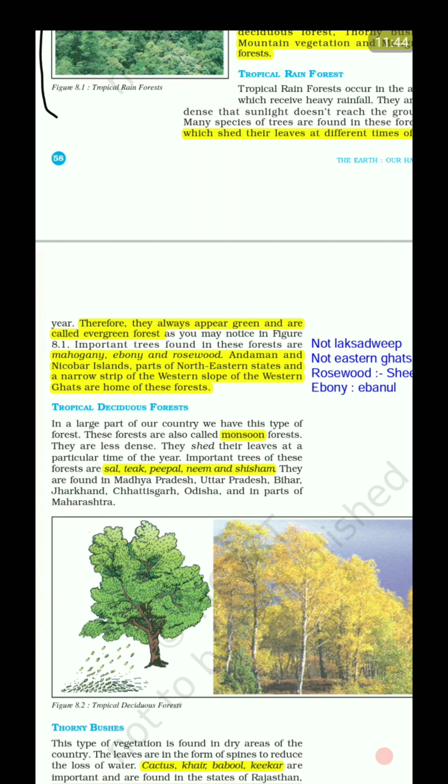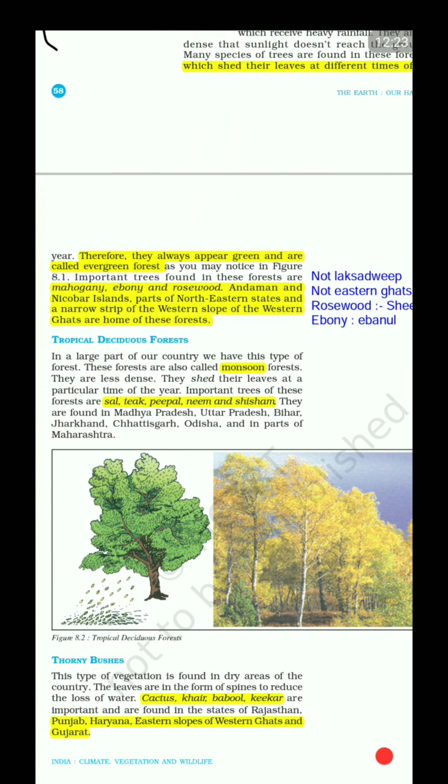Teak, right? By the way, the word teak has come from the Tamil Malayalam word tekku, right? In North we call it segun, right? Next we have peepal, neem, and sesham, which is again rosewood. So these are tropical deciduous forests, and these shed their leaves during autumn or some part of the year, right? They are found in Madhya Pradesh, Uttar Pradesh, Bihar, Jharkhand, Chhattisgarh, Odisha, and parts of Maharashtra.